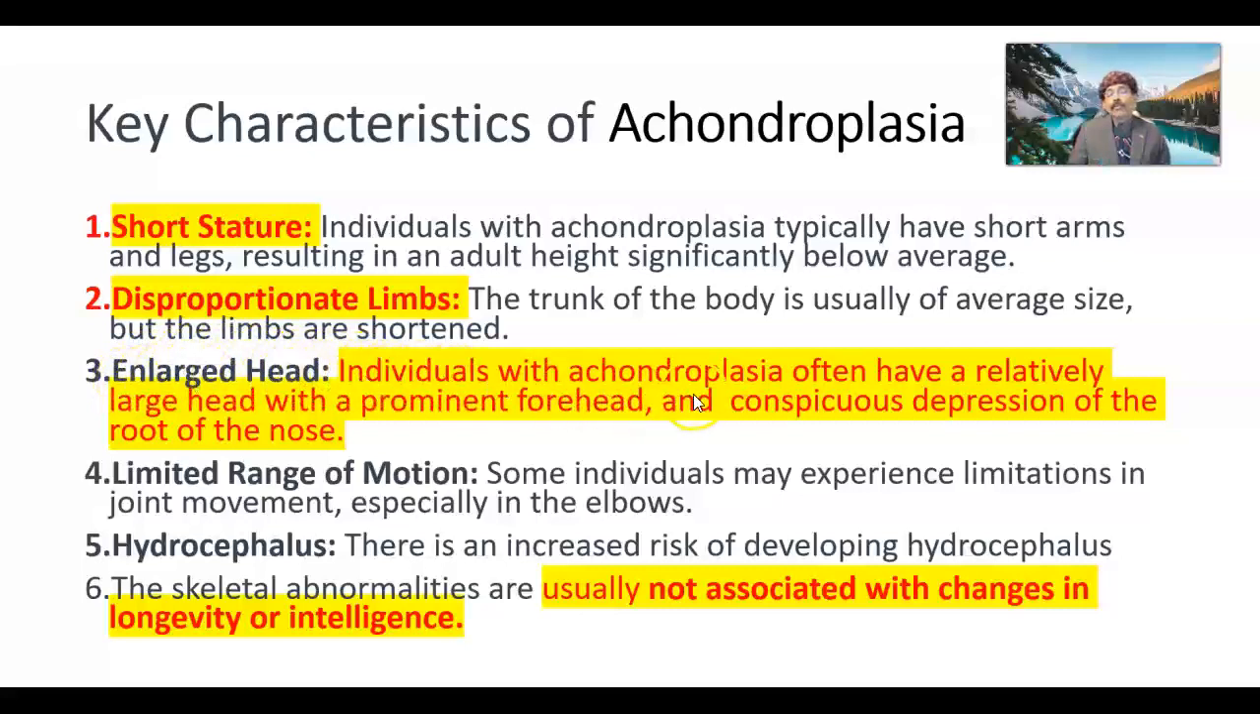Enlarged head. Individuals with achondroplasia often have a relatively large head with a prominent forehead. There will be frontal bossing and conspicuous depression of the root of the nose. Limited range of motion. Some individuals may experience limitations in joint movement, especially in the elbows. Hydrocephalus. There is an increased risk of developing hydrocephalus and increased intracranial pressure. The skeletal abnormalities are usually not associated with changes in longevity or intelligence.